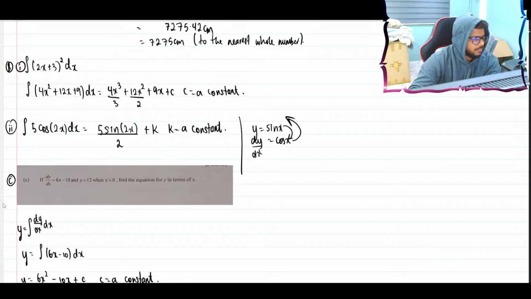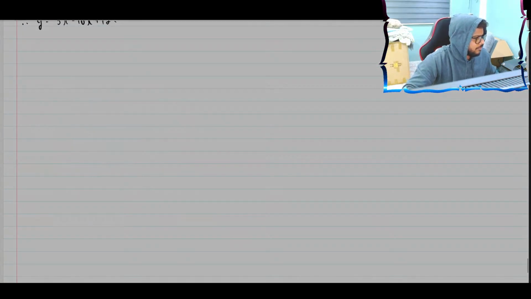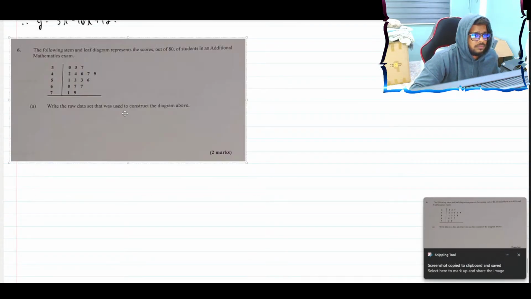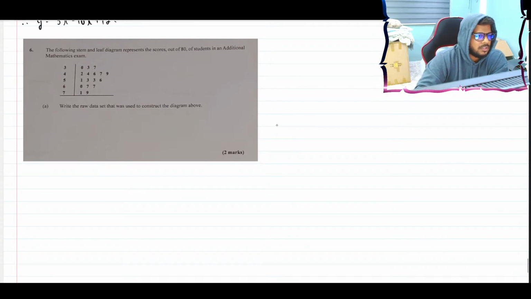All right, number 6. Write the raw data. Okay, this one is pretty simple. The raw data will be 30, 33, 37. They didn't give us a key for this stem and leaf, so we're going to assume the key is 10 to 1, right?